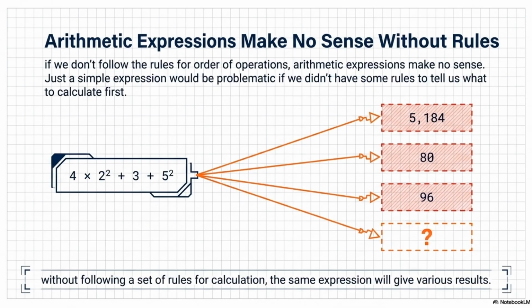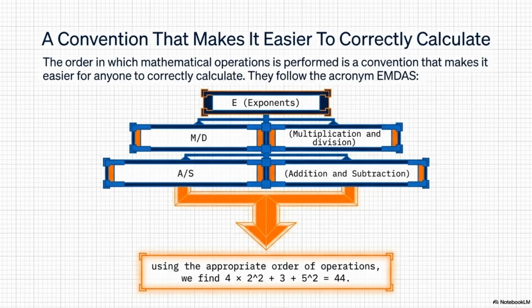Exactly. Taking that wild example from the textbook, it's 4 times 2 squared plus 3 plus 5 squared. If you just randomly guess how to group those operations, you end up with those wildly different answers I mentioned earlier. Total chaos. But apply the syntax, and there is only one single correct answer, which is 44. And the foundational mechanism that prevents that chaos is PEMDAS. Exponents, multiplication and division, addition and subtraction. It's the universal convention ensuring everyone on Earth looking at that expression arrives at 44.